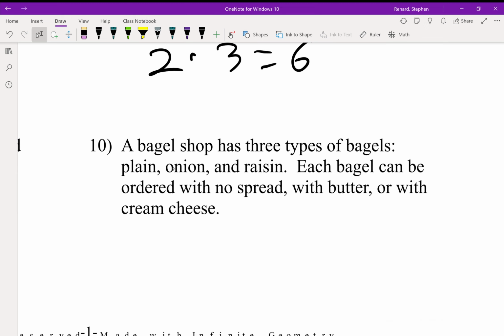Bagel Shop has 3 types of bagel. Each bagel can be ordered with no spread, butter, or cream cheese. Also 3, so we got 3 times 3 is 9.